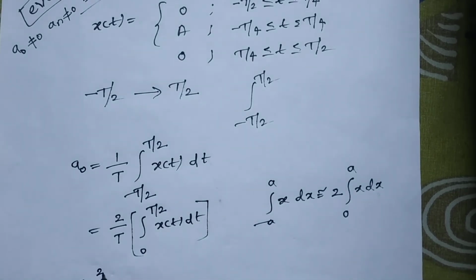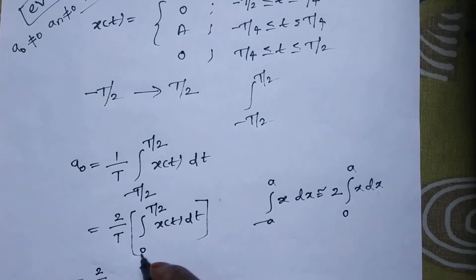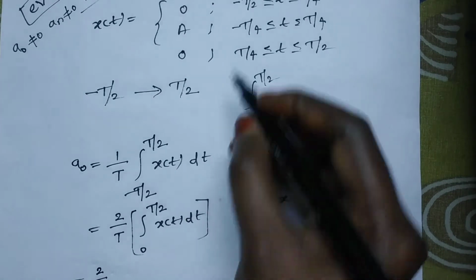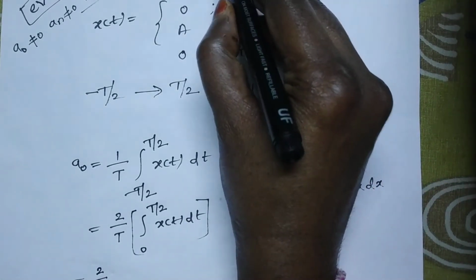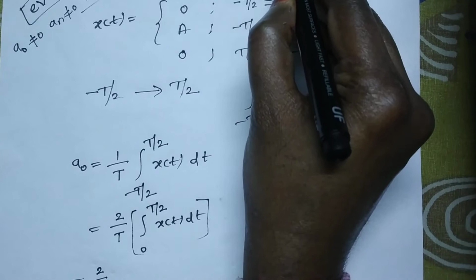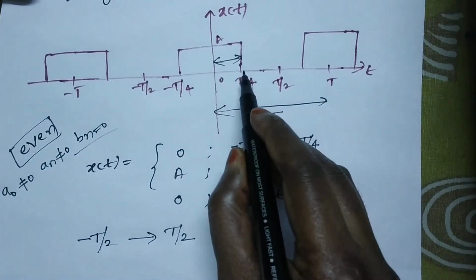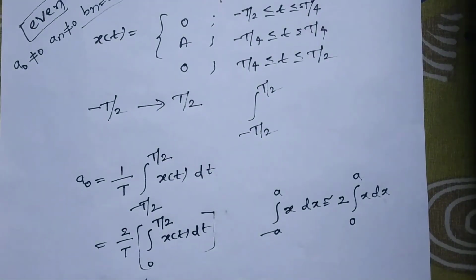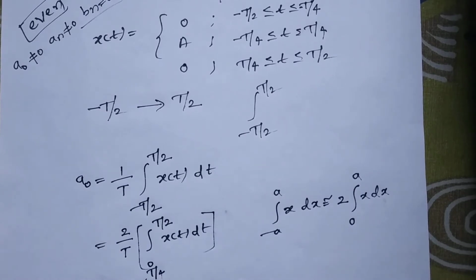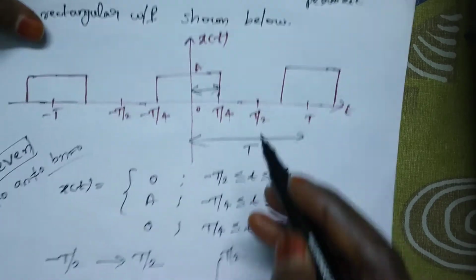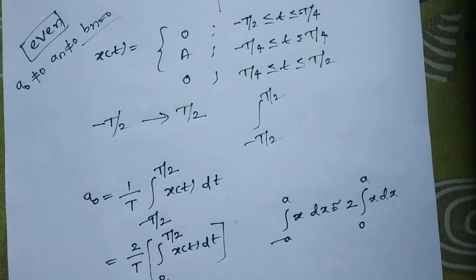And now use the functional representation. Between 0 to T by 2, what about your signal nature? Observe. The signal is present only from 0 to T by 4, not up to T by 2. Up to T by 2, the signal is 0. From 0 to T by 4 only, the amplitude value is A. That's why consider only 0 to T by 4. Even if I consider from T by 4 to T by 2, the signal is 0, so no need to evaluate. And the amplitude is A dt.